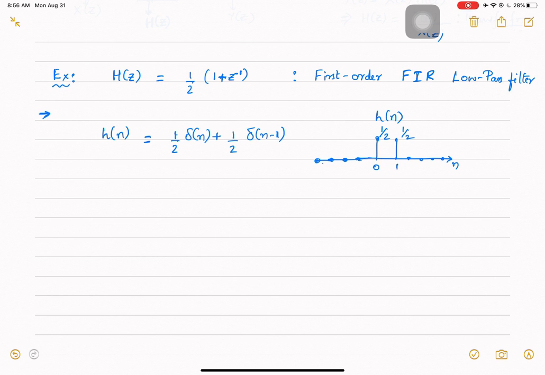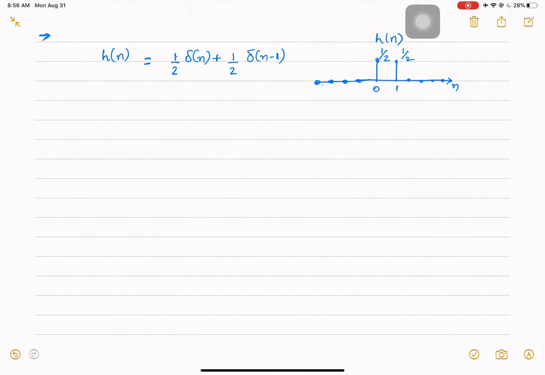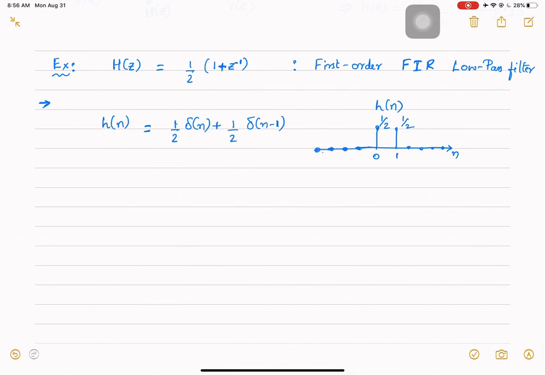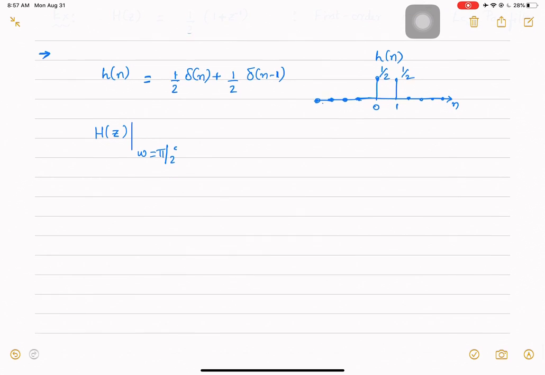Okay, and to evaluate, I'm sorry, so to evaluate, suppose I want to find out the frequency response of this low pass filter at omega equal to pi by 2 radians. Okay, the unit of this is radians. So how to evaluate that?